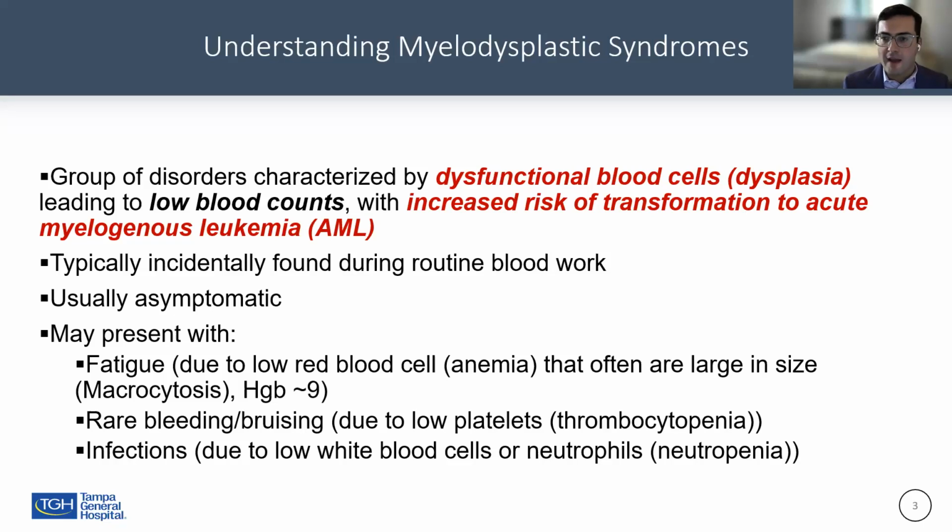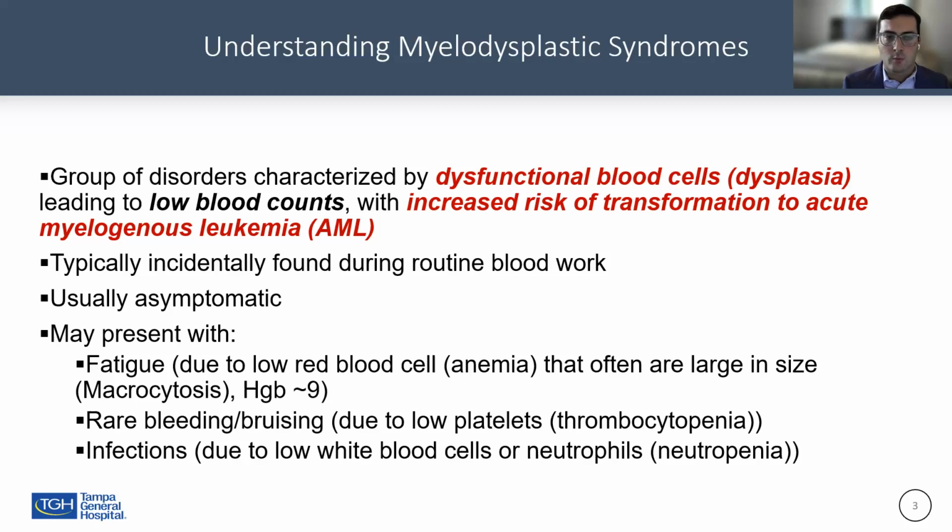The bone marrow is our factory of our blood cells. It basically produces our white blood cells, which fight infections, our red blood cells, which provide oxygen to our body, and our platelets, which help with clotting. And what happens with myelodysplastic syndrome is there's normally a genetic or chromosomal change that leads to dysfunction, or dysplasia, in these cells. And it leads to overall low blood counts.